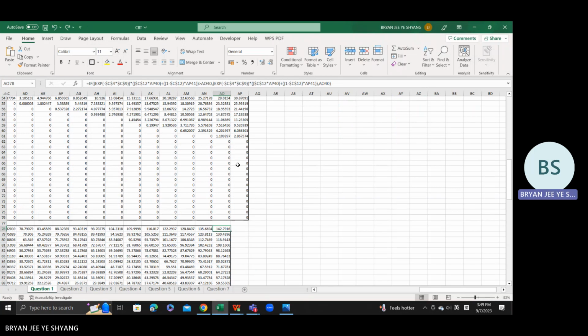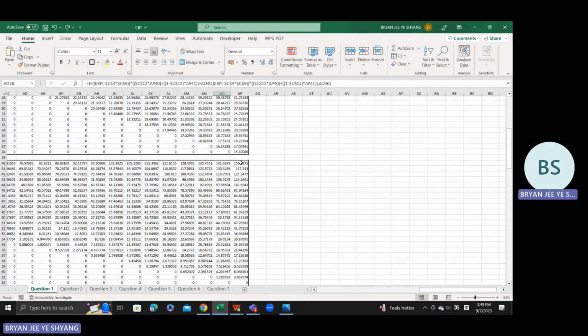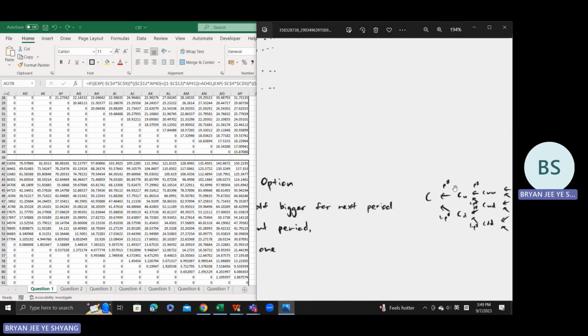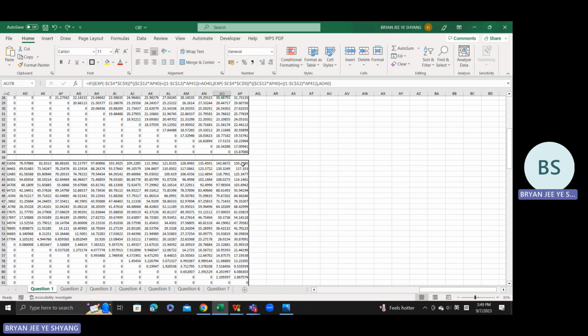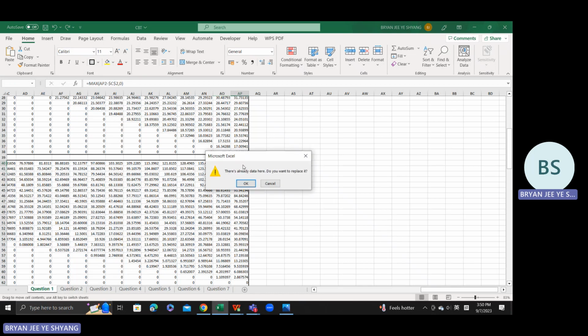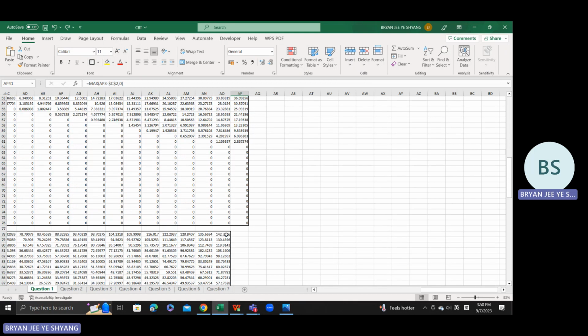We take the payoff for the next period, the two payoffs, and weight them with the probability P naught, then discount back and compare with this value, and see which one is bigger. If this one is bigger, we choose this one. If the discounted payoff for these two is bigger, then we will choose this payoff. So the formula for here is equal to this.